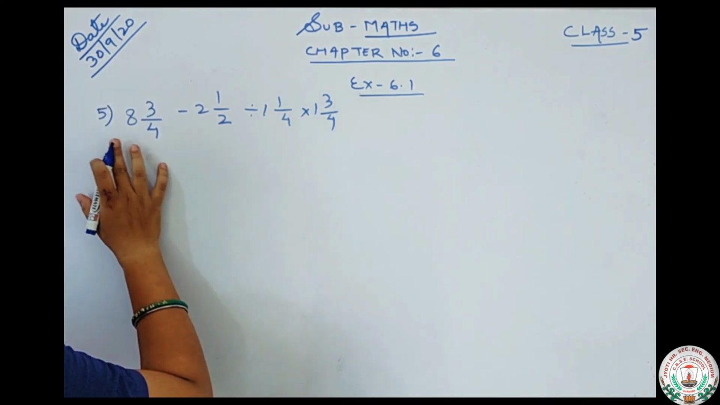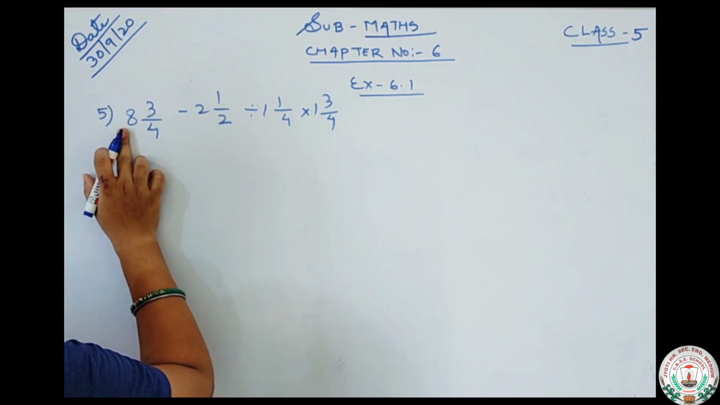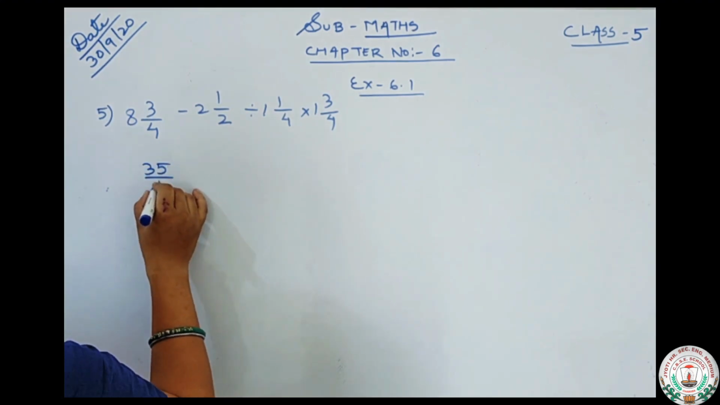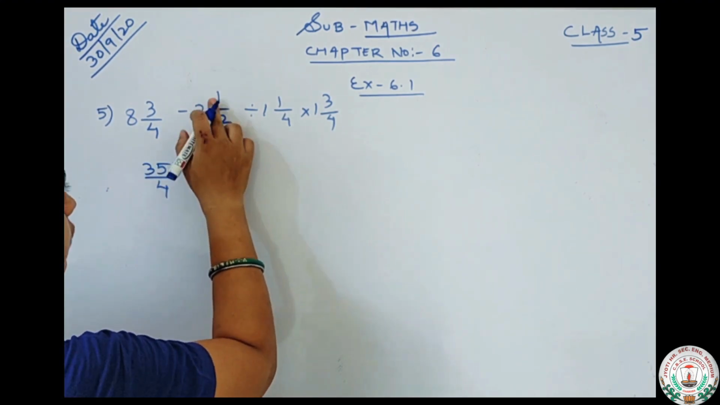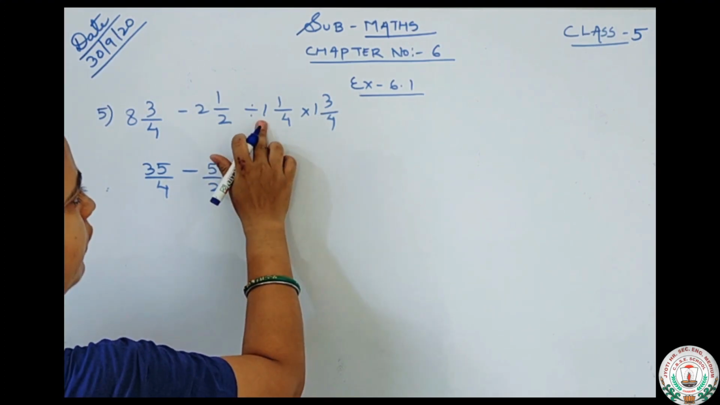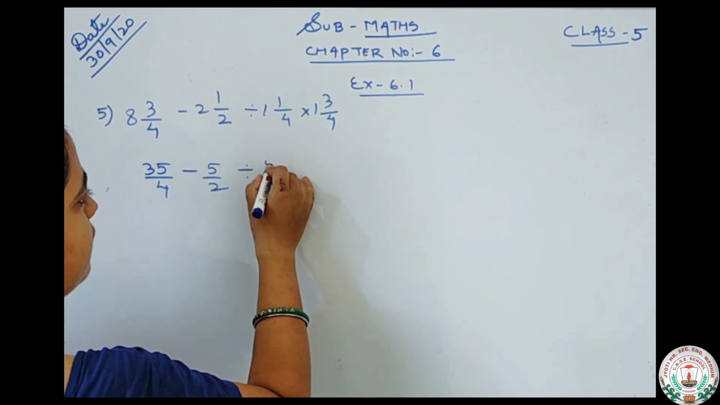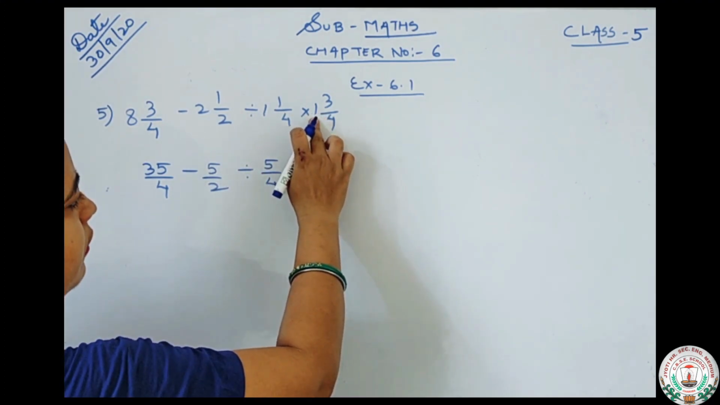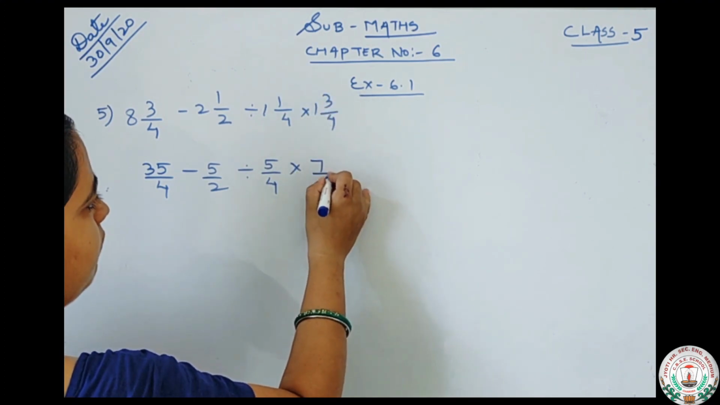Okay, first you will change this. 8 4s are 32. 32 plus 3 is 35 by 4 minus 2 2s are 4 plus 1 5 by 2 divided with 4 1s are 4. 4 plus 1 is 5 by 4 into 1 4s are 4. 4 plus 3 is 7 by 4.